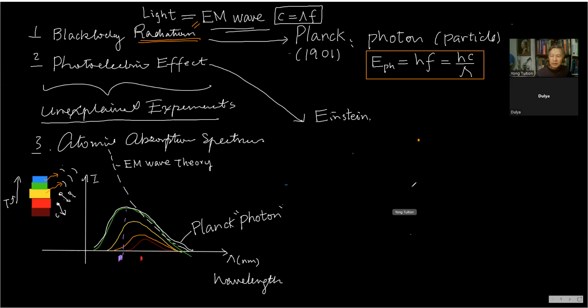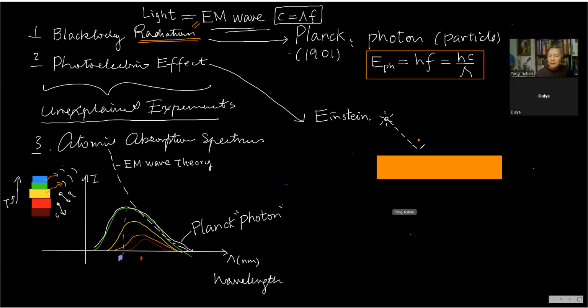If I draw this material, this is a metal. Can you see the metal? And if you use a source of light, this light source, you can change the frequency or wavelength. Once you fix that wavelength, according to this photon idea, the photon will be moving at the speed of light, carrying this amount of energy.